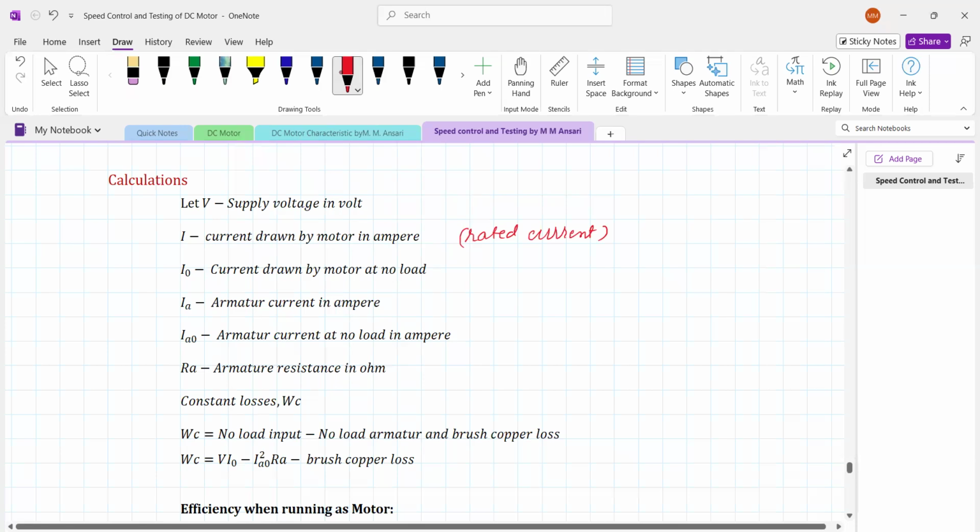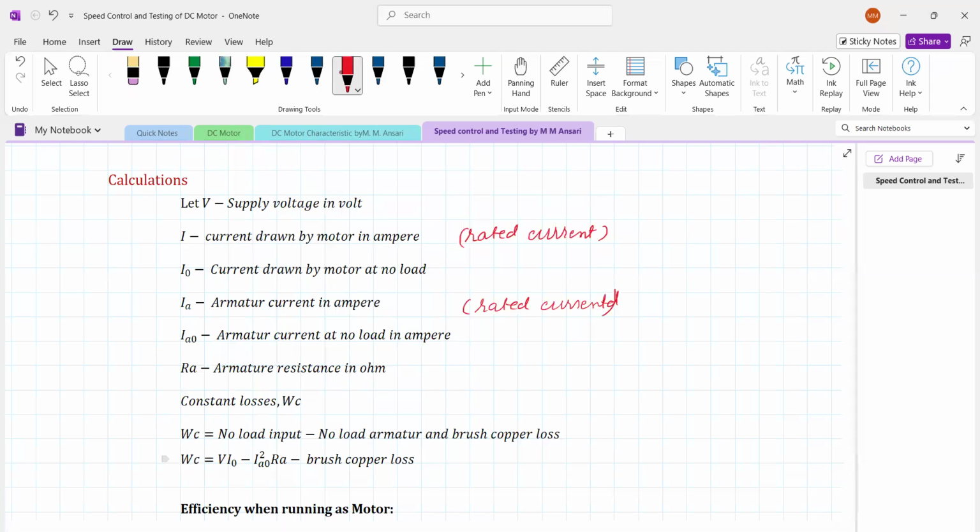IA is the armature current in ampere, again the rated one or at load condition. IA0 is the armature current at no load condition. RA is the armature resistance in ohm.